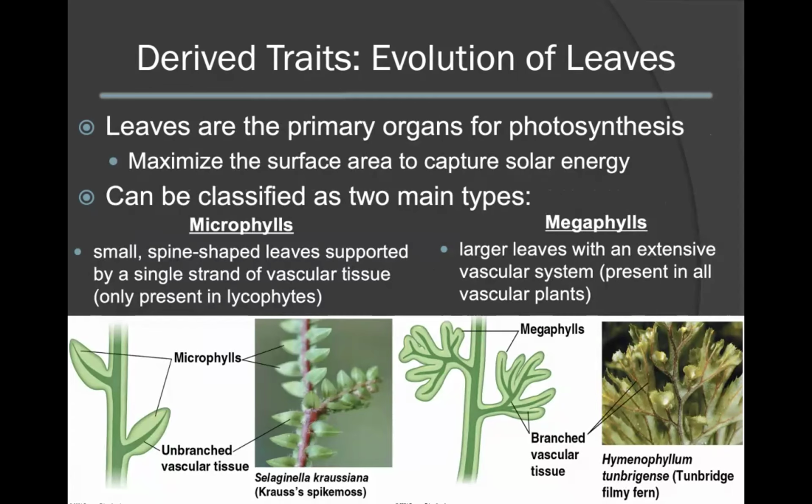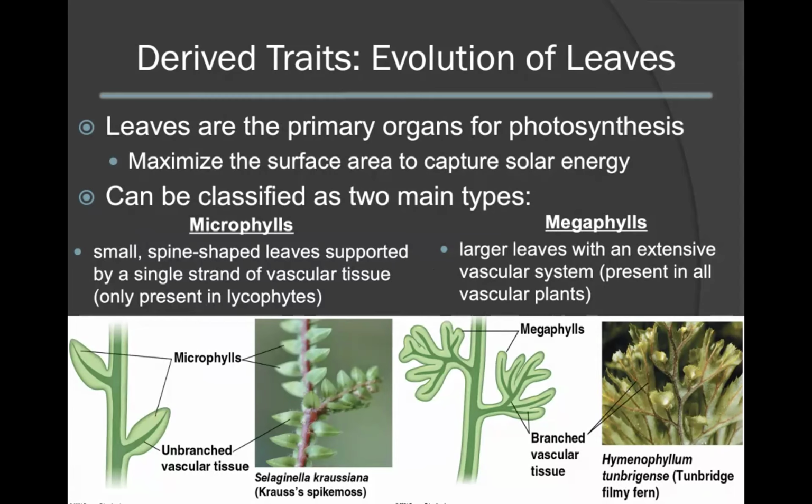Another derived trait in vascular plants is the presence of leaves. Leaves are the primary organs that carry out the process of photosynthesis. Leaves are typically flattened in order to maximize the surface area that captures solar energy. Leaves can be classified as two major types, microphylls and megaphylls.